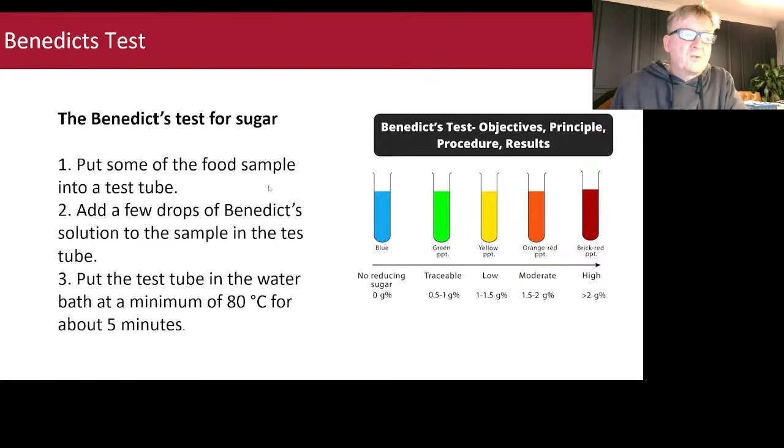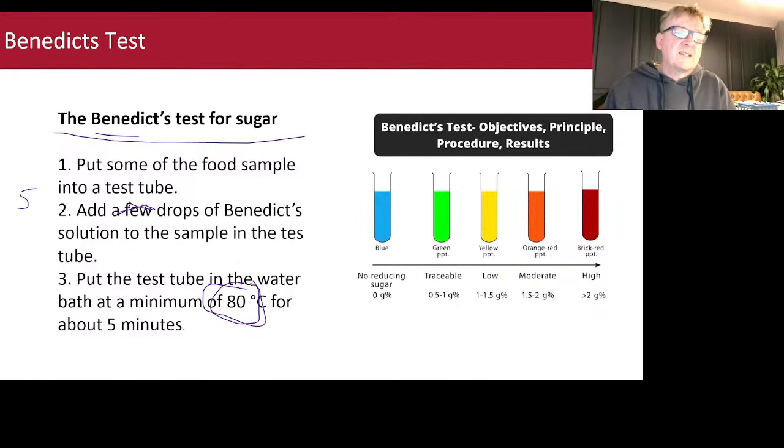Benedict's test, most likely one you're ever going to get. The Benedict's test is a test for sugar. Put your food sample in a test tube, add 5 drops of Benedict's solution. Better to be more accurate. Put the test tube in a water bath. This could be a 3-mark question, where you've got to name the test and mention the fact that you put it in a water bath. Don't put it under a Bunsen burner, because a Bunsen burner will just incinerate it straight away. 80 degrees C for 5 minutes.